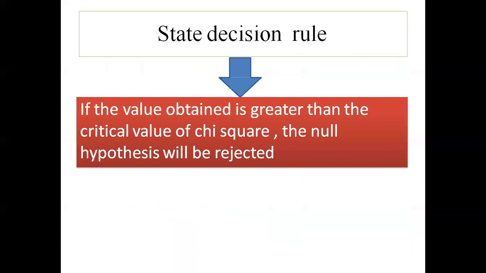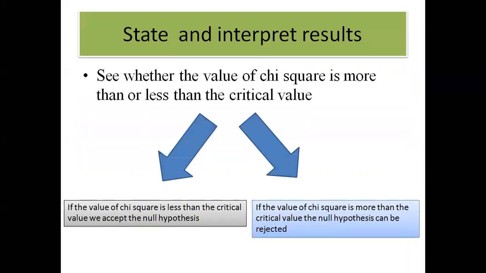Then state the decision rule: if the value we have calculated is greater than the critical value of chi-square, which is given in the table, then the null hypothesis will be rejected. Now state and interpret the results, whether the value of chi-square is more or less. If it is less than the critical value, then we will accept, and if it is more, then we will reject our null hypothesis.